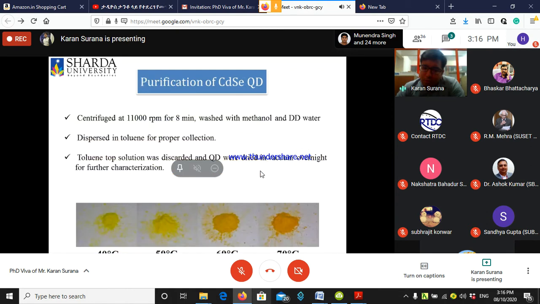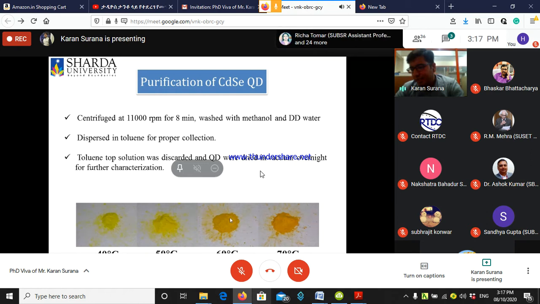Next, purification of these quantum dots. The QDs were centrifuged at 11,000 RPM for 8 minutes, followed by washing them with methanol and double distilled water. Next, these QDs were dispersed in toluene so that any excess mercaptoethanol present in the system could be removed. Also, since these QDs do not mix in toluene, they form a lump, so any QDs sticking on the walls can be removed, and the collection becomes easier with toluene. They were centrifuged again with toluene, the top solution was discarded, and the vials were kept in vacuum overnight for further characterization.